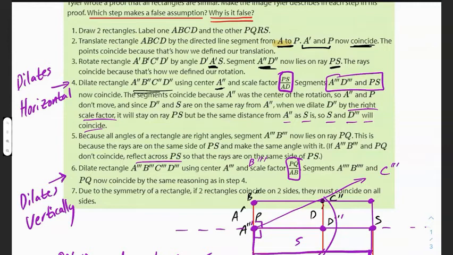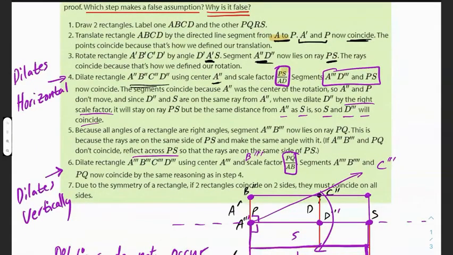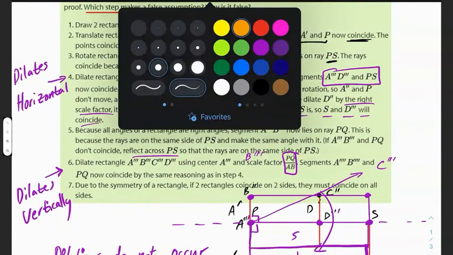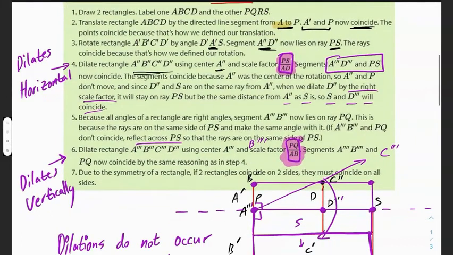Okay, in summary of this entire mess, remember how in 8.1 we had two different scale factors? That's what we are talking about when we're saying we're dilating separately. Okay, you're using different scale factors. All right, this kid right here, Tyler, used two different scale factors. His scale factor here was PS to AD. Meanwhile, when he dilates vertically, he dilates with the scale factor of PQ to AB.